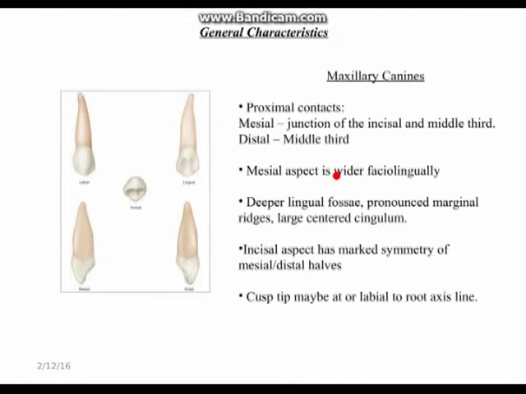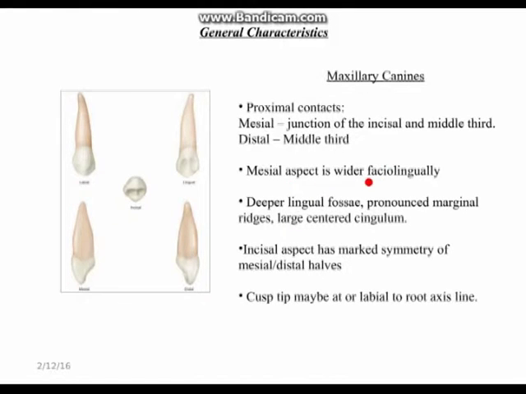The proximal contacts of the maxillary canines, in the mesial part, it's going to be the junction of the incisal and middle third. When I say junction, it means somewhere between the incisal third and the middle third, right where they meet, right there in the middle. That's called the junction. So that's where you're going to find the mesial proximal contact, and in the distal, it's just going to be the middle third, just because of that convexity over here, like we talked about before.